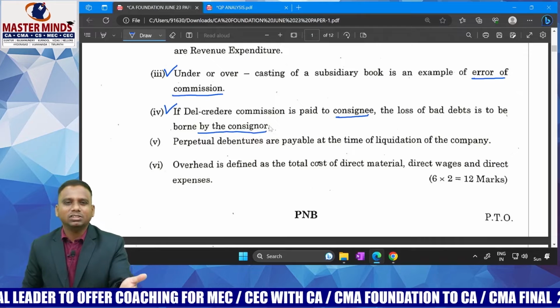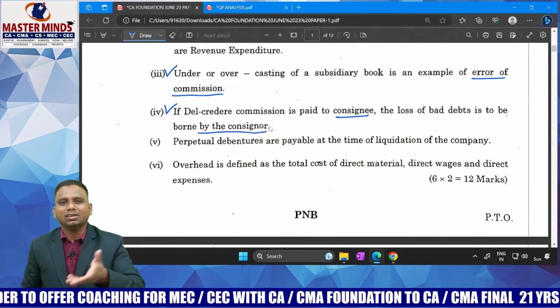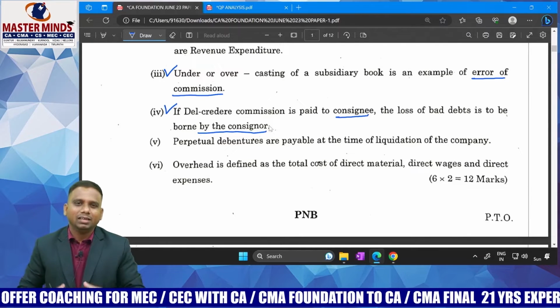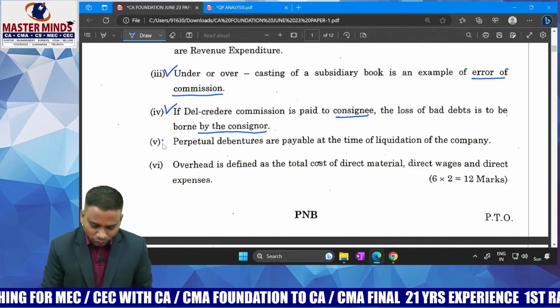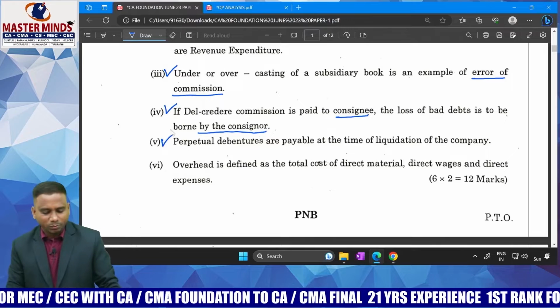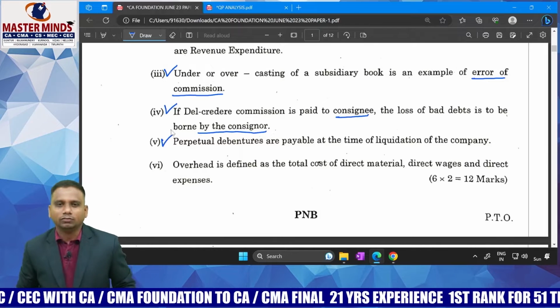Because the del credere commission is already paid, the consignor need not bear any bad debts. Yes or no? So, this statement is false. Next question, perpetual debentures are payable at the time of liquidation of the company.